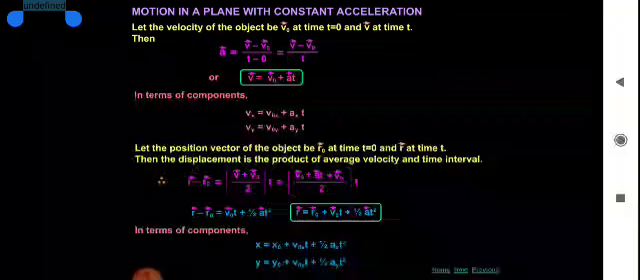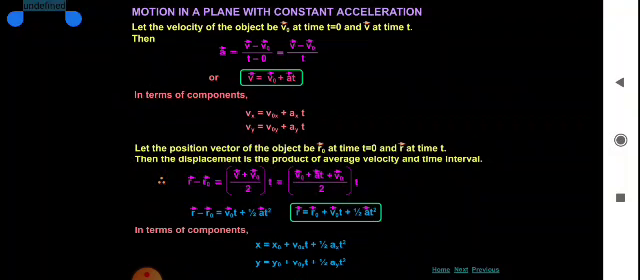In terms of components, the same expression we have to write in the x and y plane. Vx is equal to v naught x plus ax into t. Vy is equal to v naught y plus ay into t. The same expression we have to represent in terms of x and y.